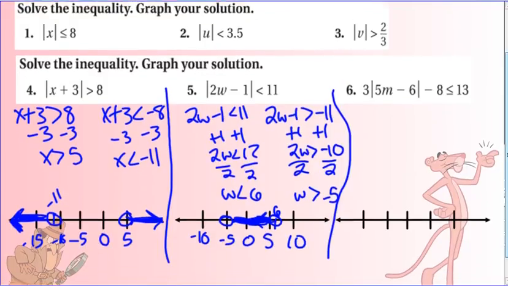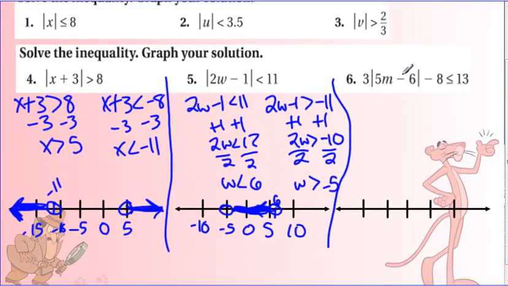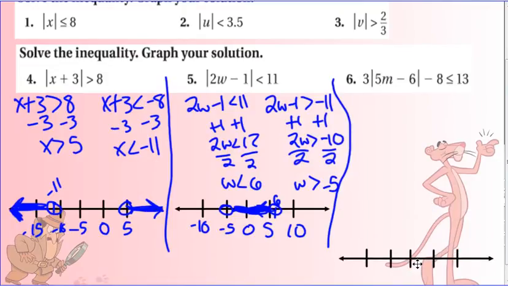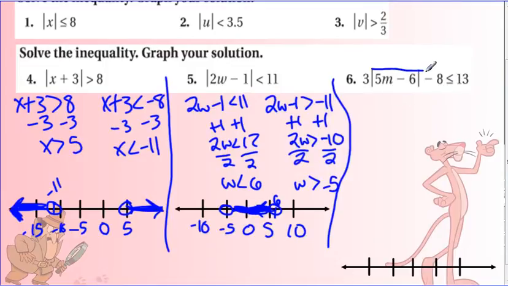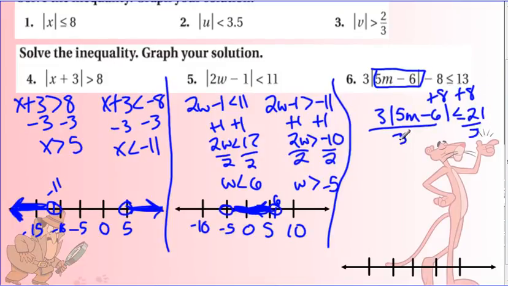And number 6. Out of the 6 problems here, this is the most complicated. It just has more stuff, more steps to it. So let's see. We got to start by getting the absolute value piece by itself. So we're going to add 8. 3 times the absolute value is less than or equal to 21. Divide by 3, divide by 3. These cancel. Absolute value of 5m minus 6 is less than or equal to 7.